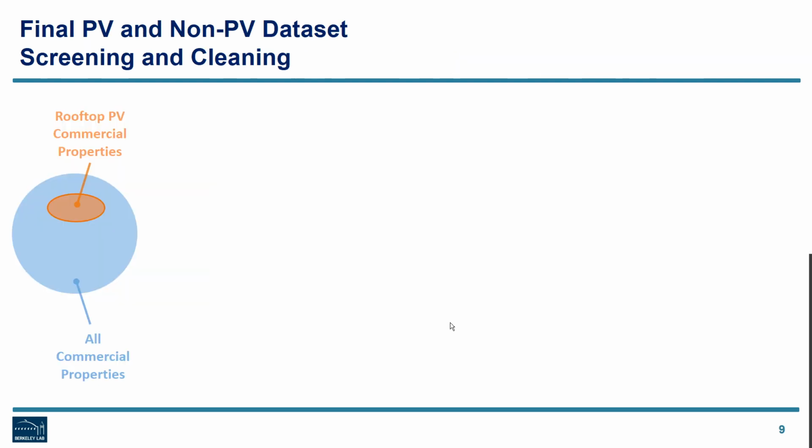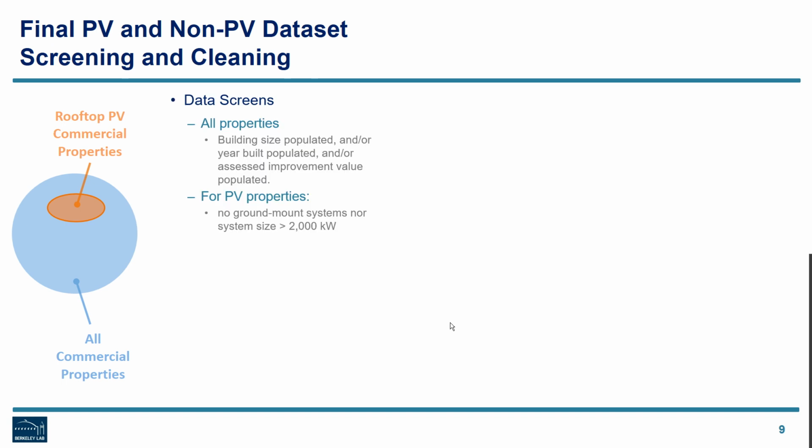So the goal here is to compare those rooftop PV commercial properties with the full set of commercial properties that exist. To do so, we need to make sure there's a building existing on that property. And so we apply some data screens to make sure that's the case. The first data screen just makes sure that either building size is populated, or year built is populated, or the assessed improvement value is populated, all of which would indicate there's a building on that property. Those are ones we want to use.